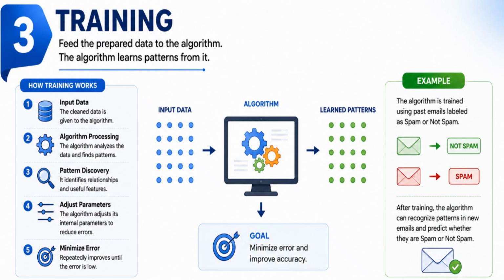Its goal is to discover the underlying pattern or mathematical relationship between them. It doesn't simply memorize the answers. Instead, it learns a general rule that can be applied to new data it has never seen before. During training, the algorithm repeatedly makes predictions, compares them with the correct labels, measures the error, and gradually improves its internal mathematical model until the error becomes as small as possible. The result of this process is a trained model that can make predictions on new unseen data.